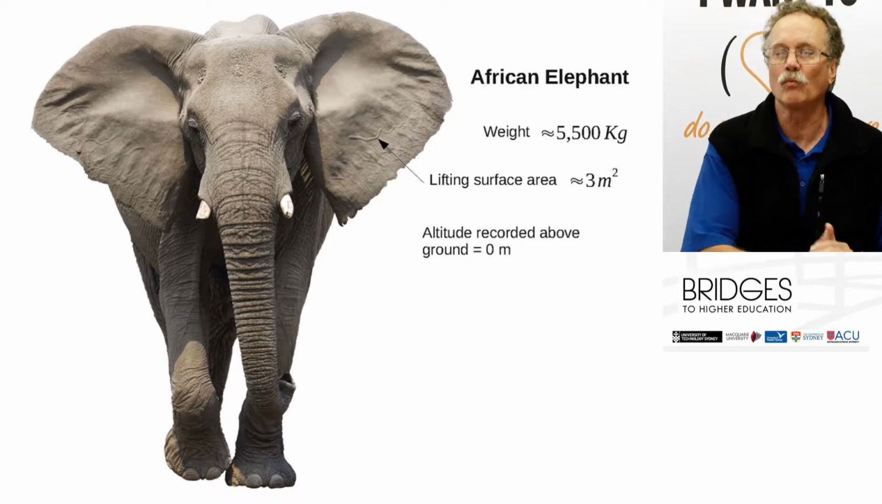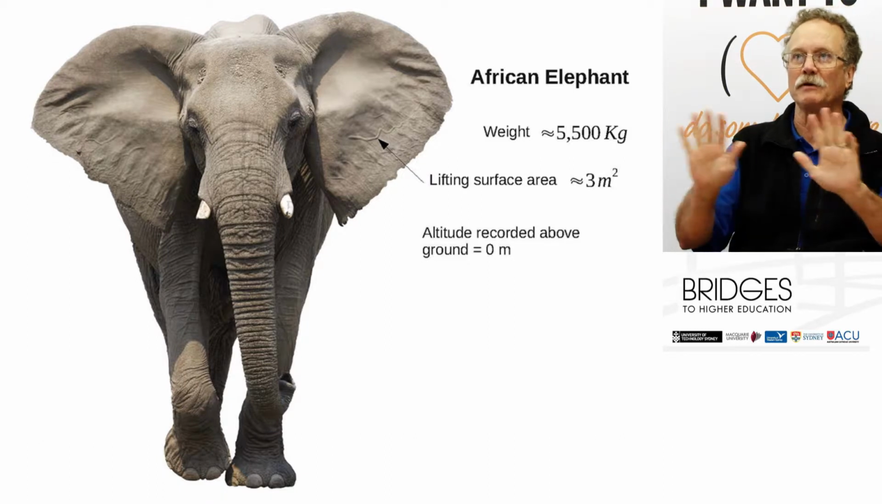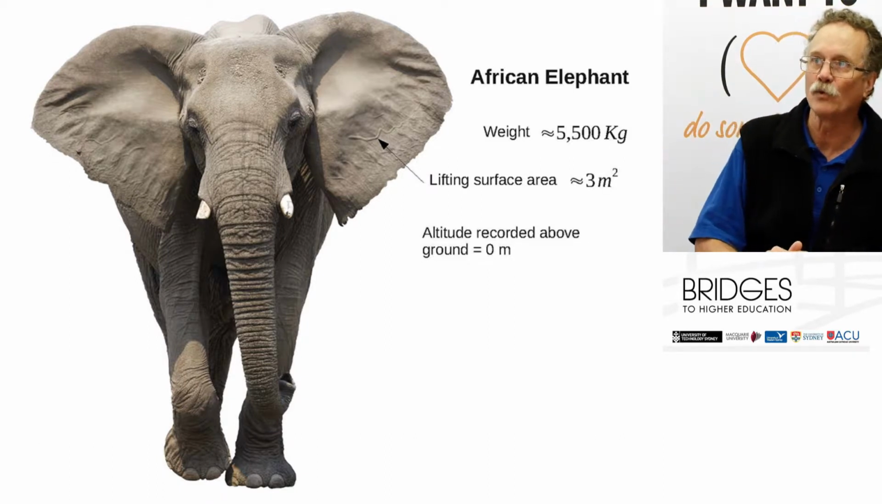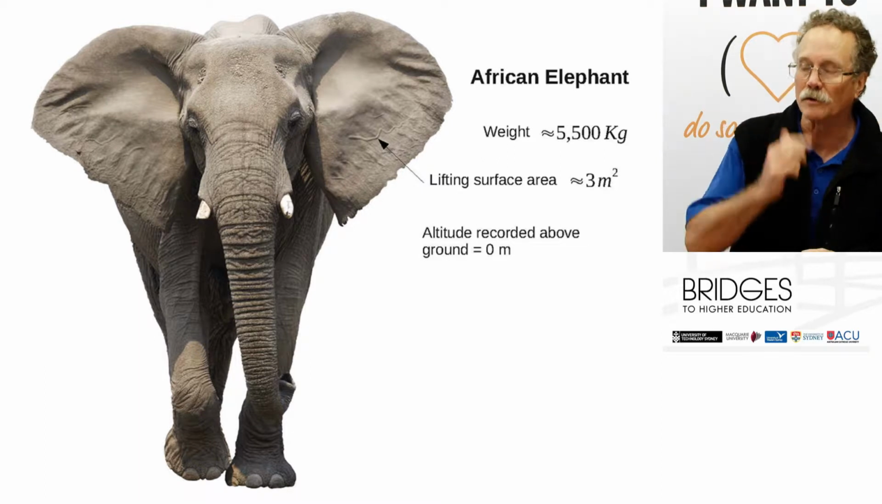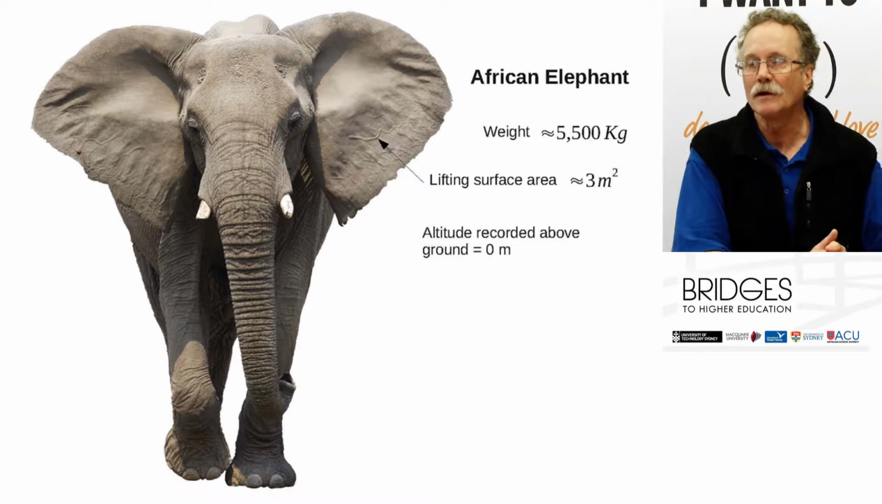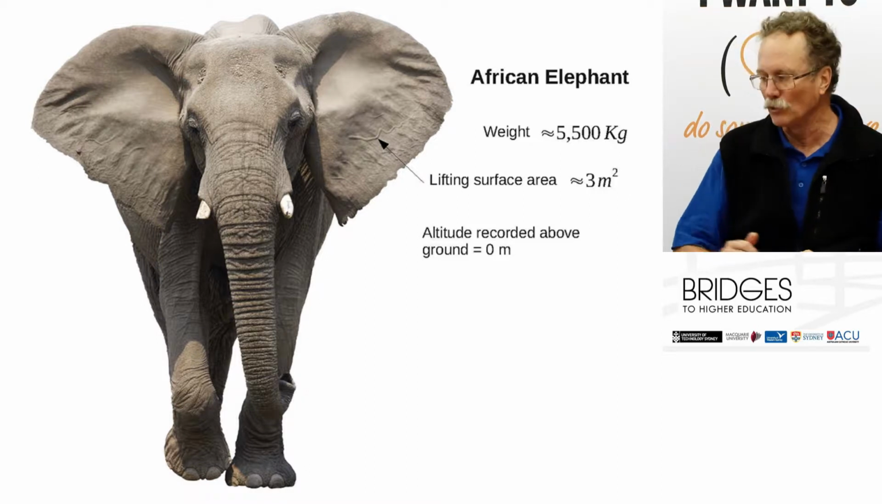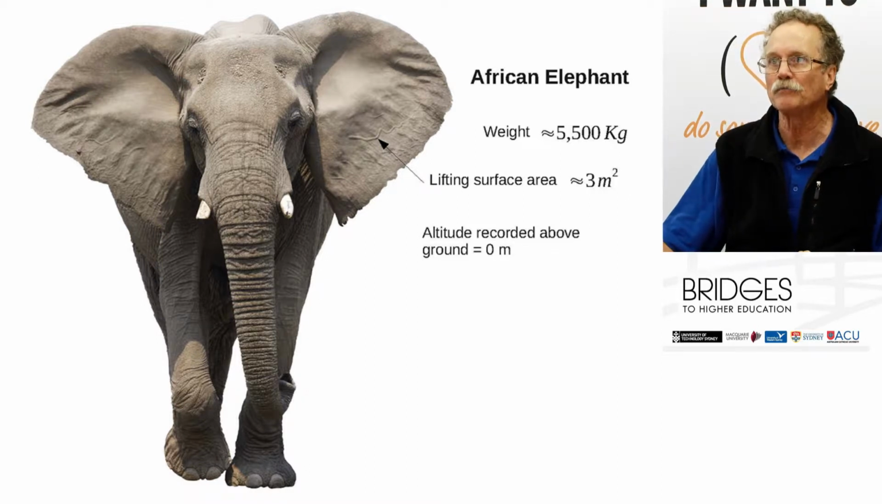It's got what we effectively see as wings, those big flaps on the side. So we'll call that the lifting surface area of its wings of 3.0 square metres. And when we measure its altitude above the ground, we find it 0. Now, I've seen a few elephants jump, but usually they jump with 1 foot on the ground, so they really don't get off the ground.